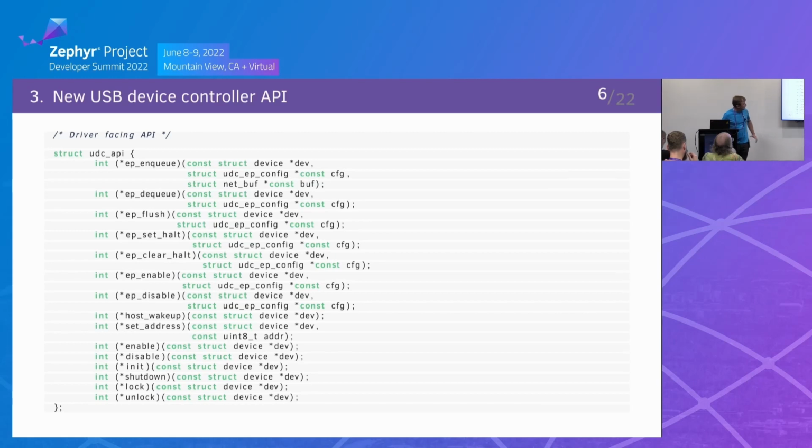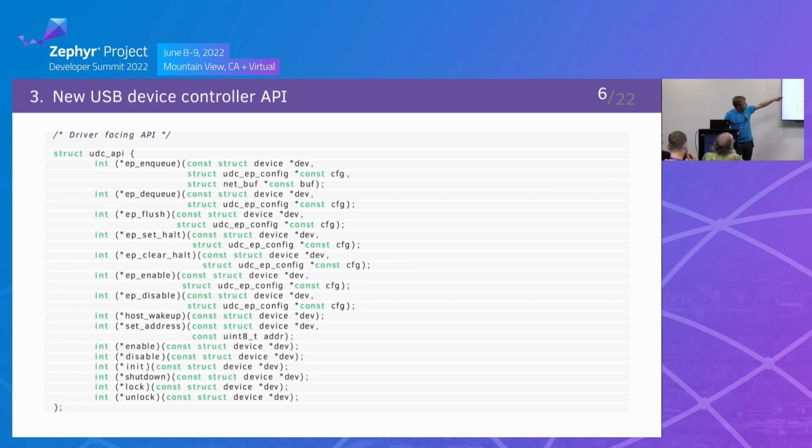The differences to the current implementation are on the top. For example, there are endpoint enqueue and endpoint dequeue functions, which will be called from the common layer, but every driver has to implement them on its own to put the transfers in the queue.